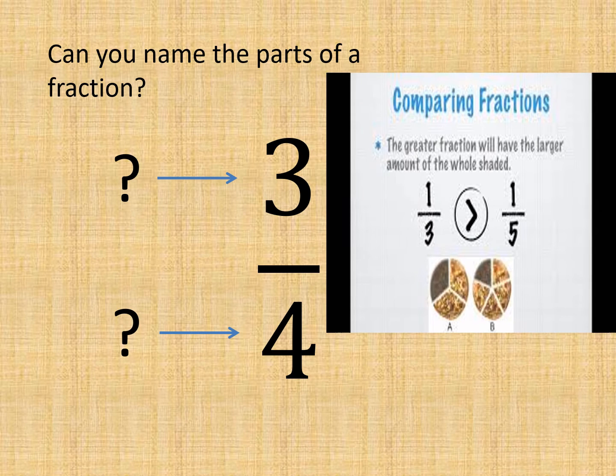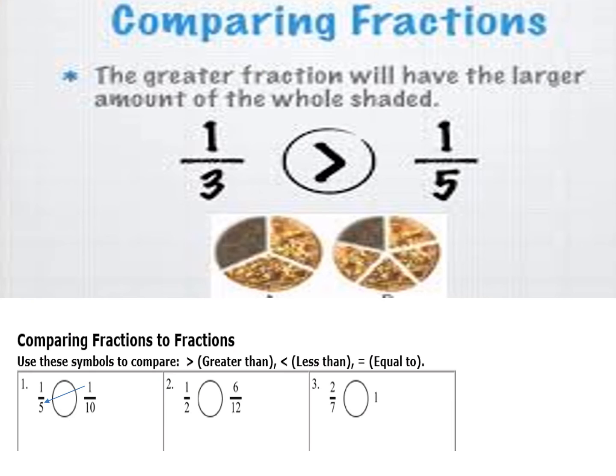Now, can you name the parts of the fraction? The one which is at the top, up, it's called numerator. The one which is down, it's called denominator. Now, in comparing fractions, the greater will have the larger amount of the whole shaded, which means the less denominator will have the greater number.